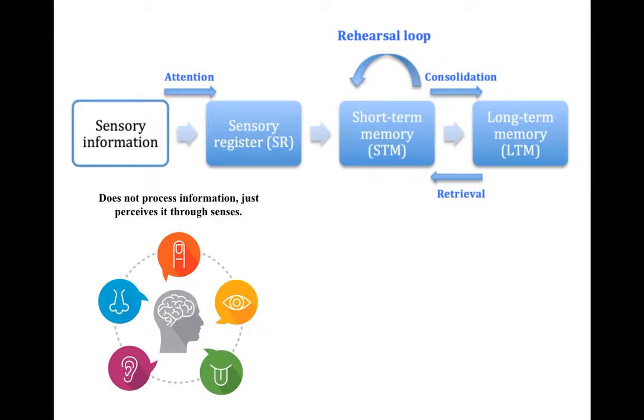So according to this model, memory is divided into three different components. There's the sensory memory, which is also known as the sensory register, the short-term memory, and also the long-term memory. The model suggests that each of these three components has its own specific duration and capacity.